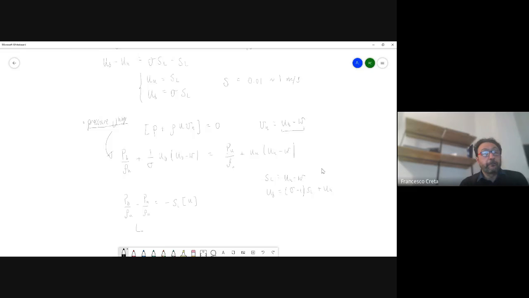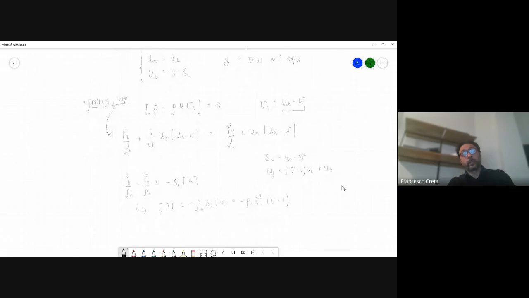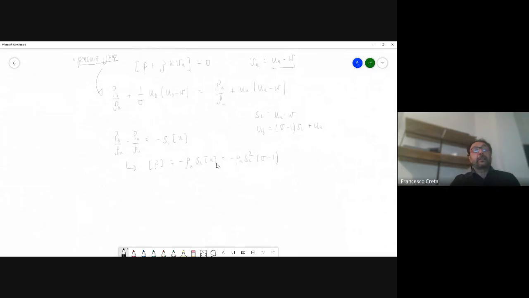So essentially, the jump in pressure is something like this: rho U SL times the jump in velocity, which when substituted is minus rho U SL squared, which is pretty familiar, sigma minus 1. So what this is telling us is that the jump in pressure, for the 10th time we're saying this, is very small, because SL clearly is very small. So SL squared is extremely small.